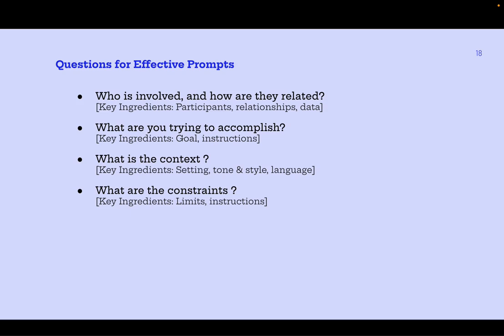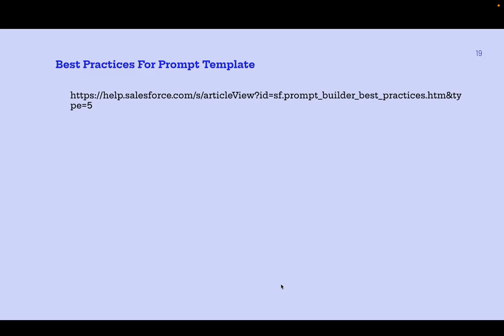So these are the four effective questions that you need to ask when writing an effective prompt template, and these questions will guide you in getting the most relevant and actionable output for your prompt. Let's see some of the best practices for writing an effective prompt template.